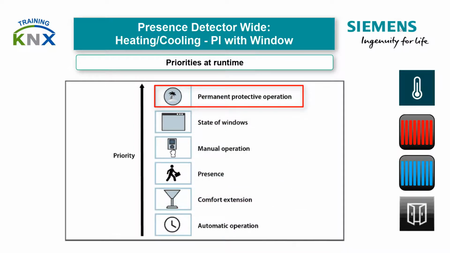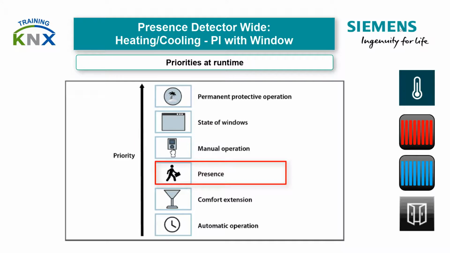B. Permanent protection mode. In case of a longer absence, you should activate the permanent protection mode with a logical one to save energy. It has the highest priority and must be terminated with a 0 via this object.